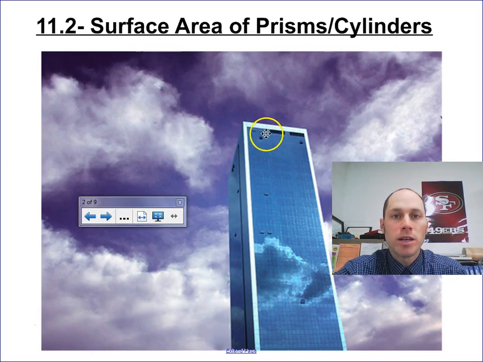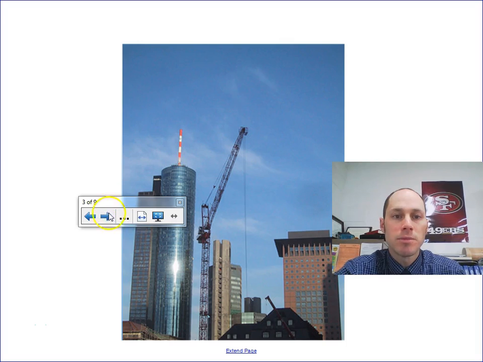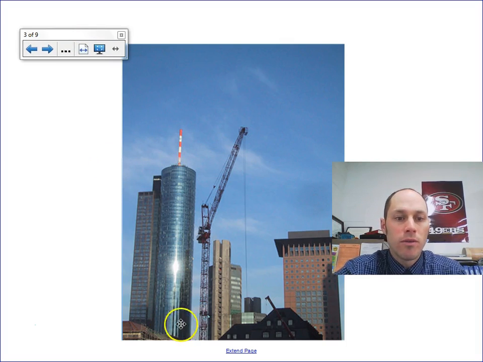So remember, as we talked about prisms, that's a shape that has the same base all the way throughout, the same shape all the way throughout. Every part of the cross section is the same as we take parallel cross sections. So we've got a rectangle all the way through here. And a cylinder is similar, except it's not a polyhedron. So we've got a circle cross section all the way through.